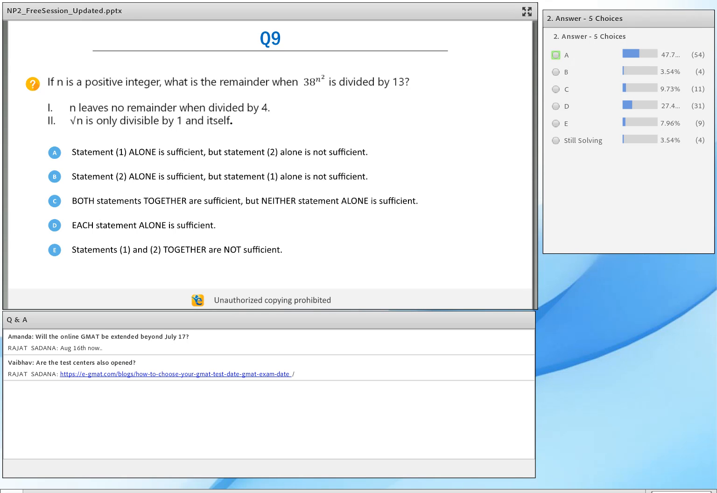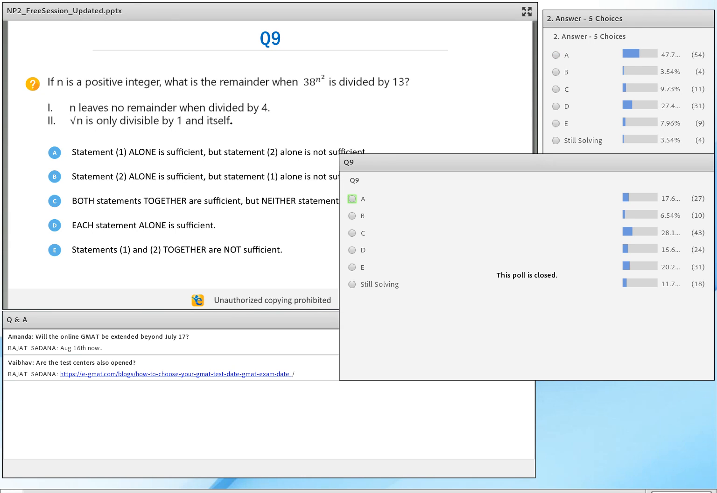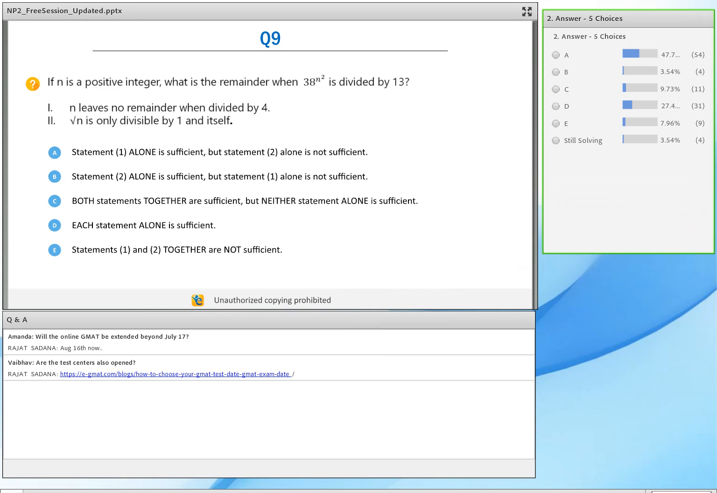And now we have 47.7% of you choosing choice A, which is great. If you look at pure numbers, despite having a third fewer participants, twice as many of you have gotten to the correct answer. That's wonderful. That's improvement right then and there. Okay, so what's given to us?